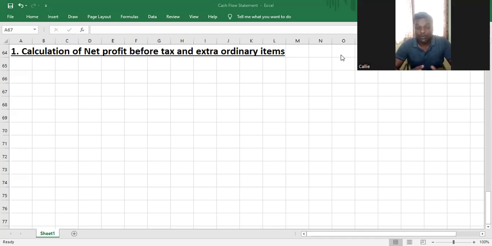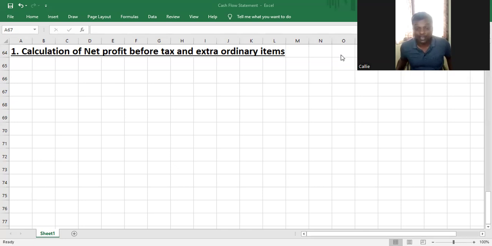These are working notes that have to be prepared on almost all questions. Sometimes you might not have one of these adjustments, and if they're not there, you don't have to prepare them. But this one particularly has to be prepared in almost all the questions. Okay, so that is the calculation of net profit before tax and extraordinary items.